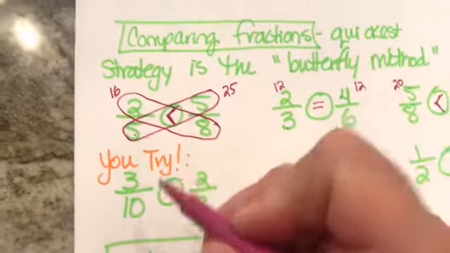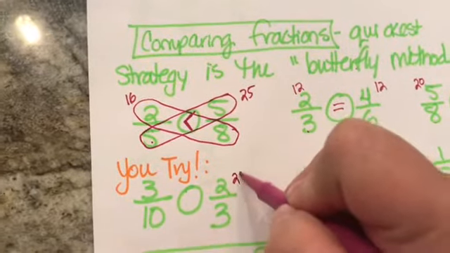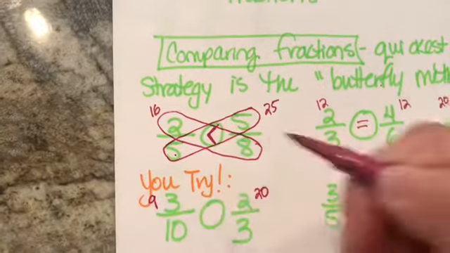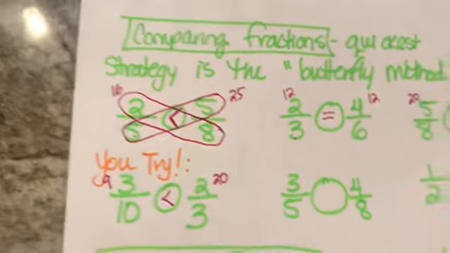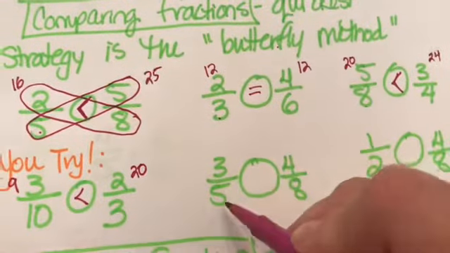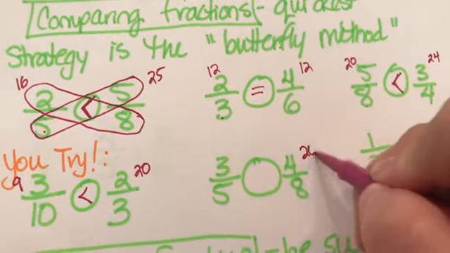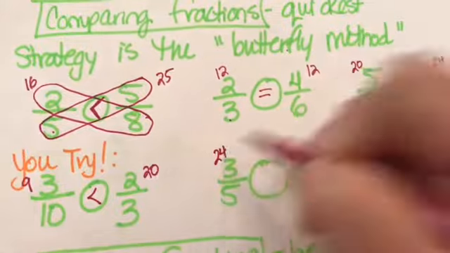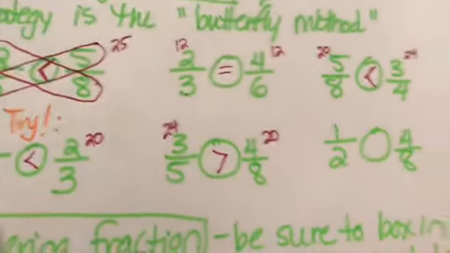Okay, let me go ahead. 10 times 2 is 20. 3 times 3 is 9. So I know the alligator wants that one. Over here, 4 times 5 is 20, and 8 times 3 is 24. So I know the alligator wants that one.